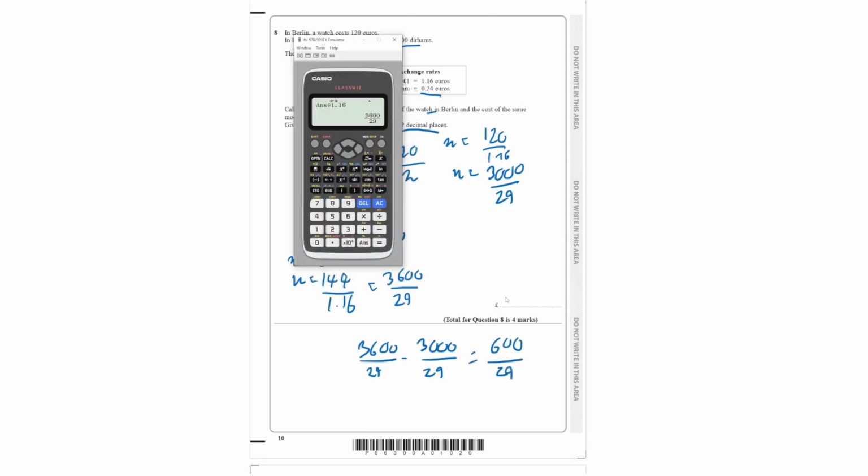3,600 over 29. Now to find the difference, we simply subtract 3,600 over 29 minus 3,000 over 29. Since they have the same base, I can go ahead and subtract. That gives us 600 over 29. And now I can find our answer. 600 divided by 29 gives us 20.68.